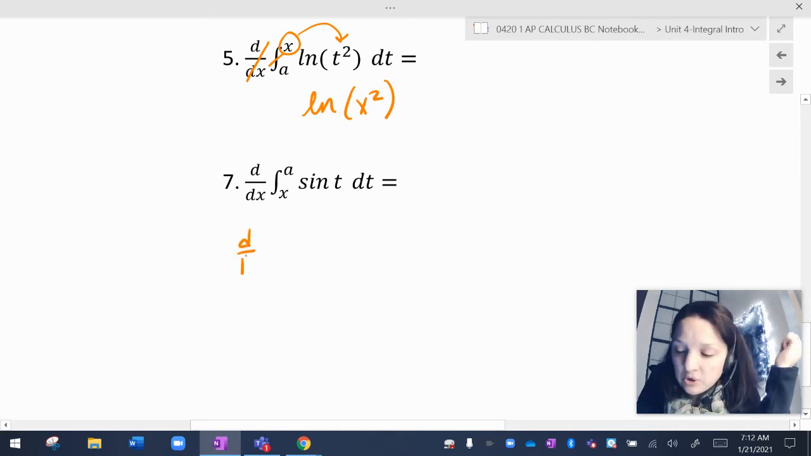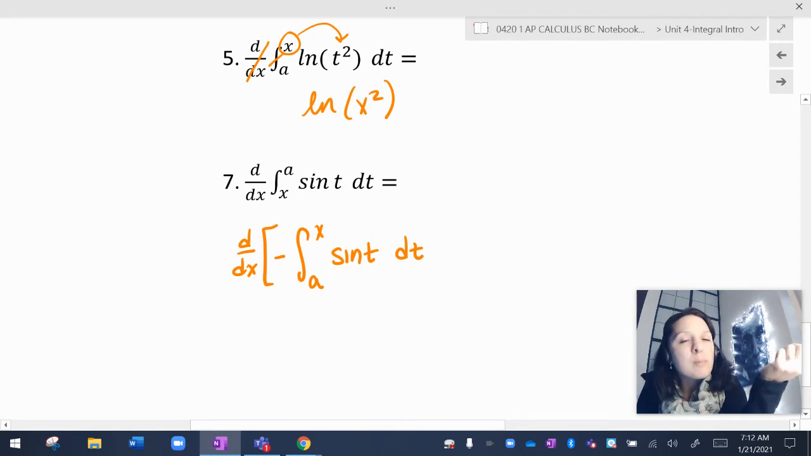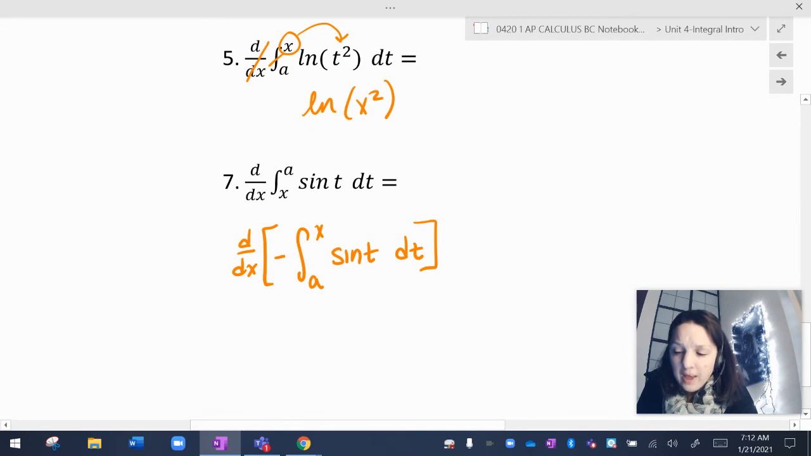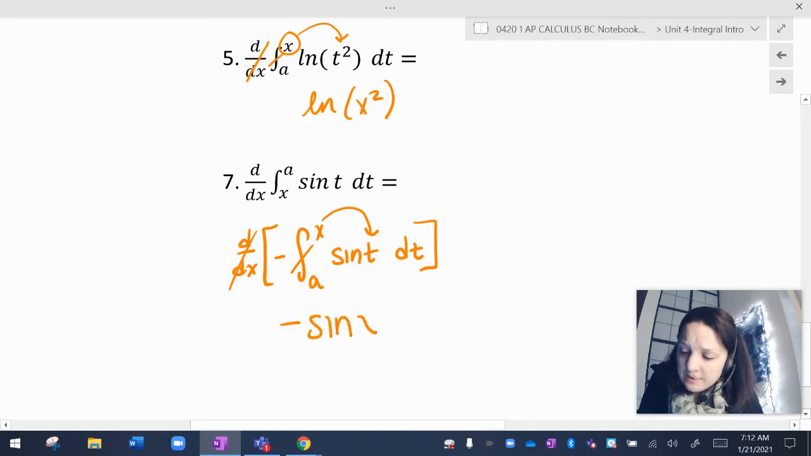I can realize that I'm really taking d dx of the negation of the integral from a to x of sine of t dt. Because remember that rule about integrals that you can flip-flop the limits of integration as long as you negate the integral. So the integral from x to a is the negation of the integral from a to x. Now when I take the derivative, the derivative and the integral cancel. The x drops in for the t, and I have negative sine x.